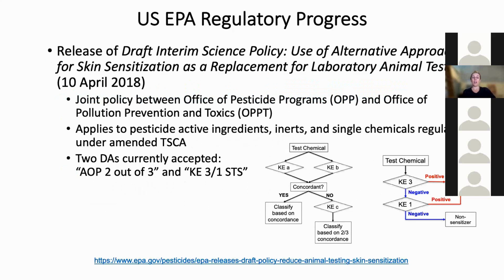The US EPA in 2018 had actually already released a draft science policy on defined approaches that they will accept as alternatives to the LLNA. They have the 2 out of 3, and they also have a sequential testing strategy that's based on tests for key event 3 and key event 1. Both of those DAs within that science policy already cover those Me Too information sources within each of those respective key event-based test guidelines.